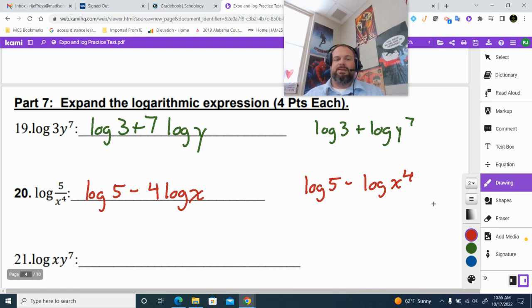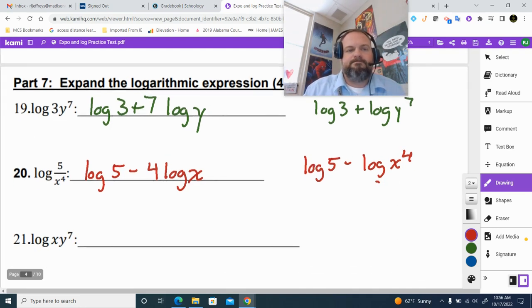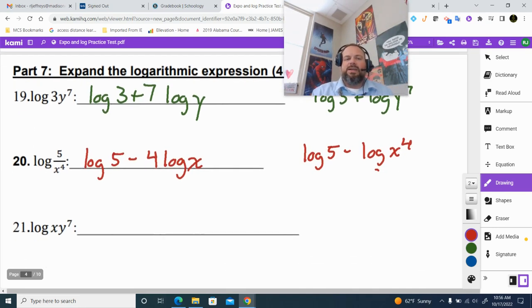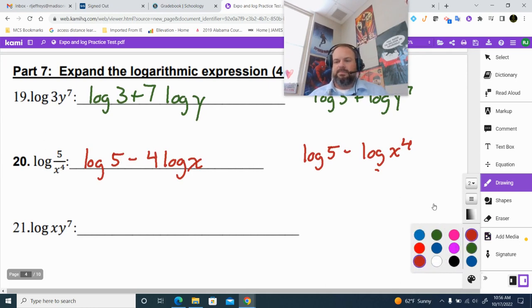Okay, this one's the product property, this one's the quotient property. This one still had the power property. And I only have the expansion on there. I don't have the condensing.